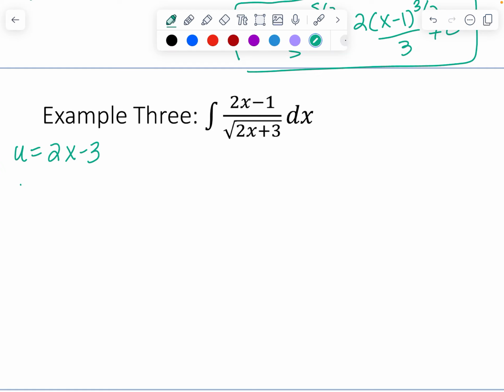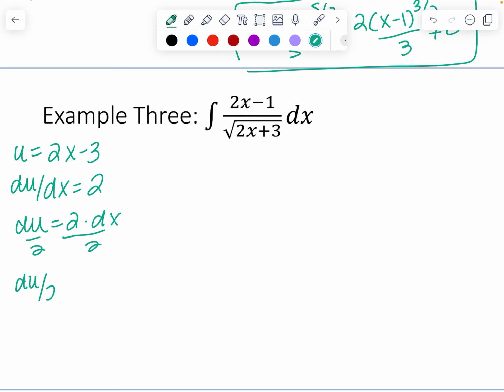So just to start off, I will take the derivative of this. I will get 2. So that means that du, just solving here, I'll get du over 2 equals dx.